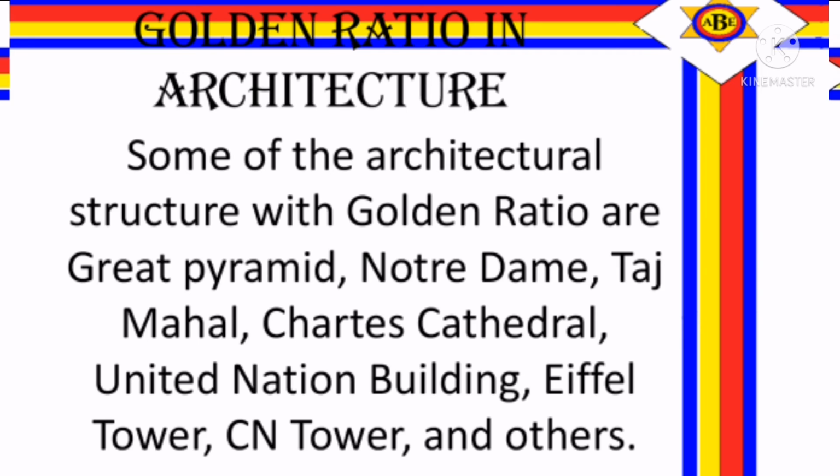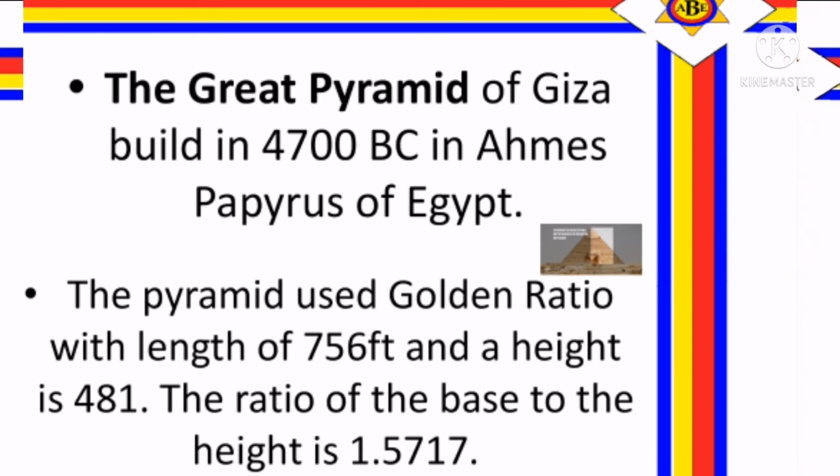Now let's go to the golden ratio in architecture. Some of the architectural structures with the golden ratio are the Great Pyramid, Notre Dame, Taj Mahal, Chartres Cathedral, United Nations Building, Eiffel Tower, CN Tower, and others. Now let's start discussing the Great Pyramid of Giza. The Great Pyramid of Giza was built in 4700s BC, as recorded in the Ahmes Papyrus of Egypt.